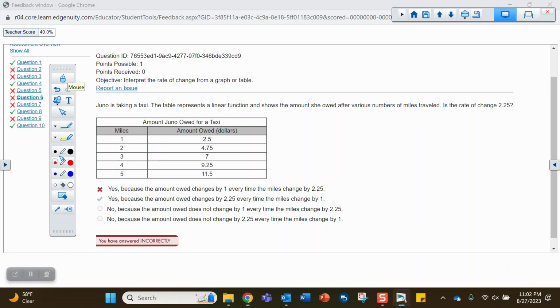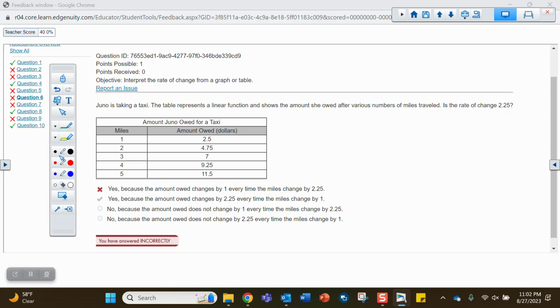Juno is taking a taxi. The table represents a linear function, and shows the amount she owed after various numbers of miles traveled. The rate of change is 2.25. Oh, is the rate of change 2.25?